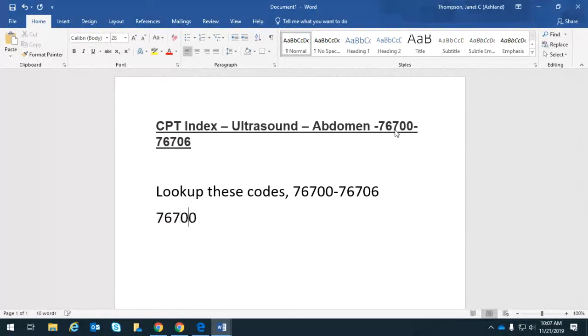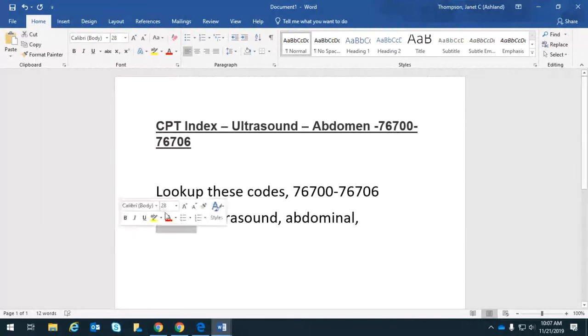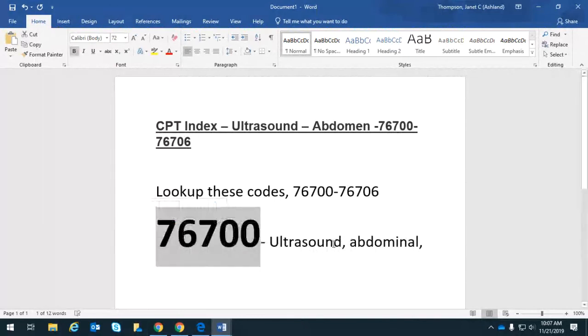So code 76700 is ultrasound abdominal. 76705 is limited. It's for a single organ or quadrant, maybe like specifically the liver. 76706 is ultrasound of the abdominal aorta. So the first code is going to be the correct one for us, abdominal ultrasound. So that's our second code after the ER visit.